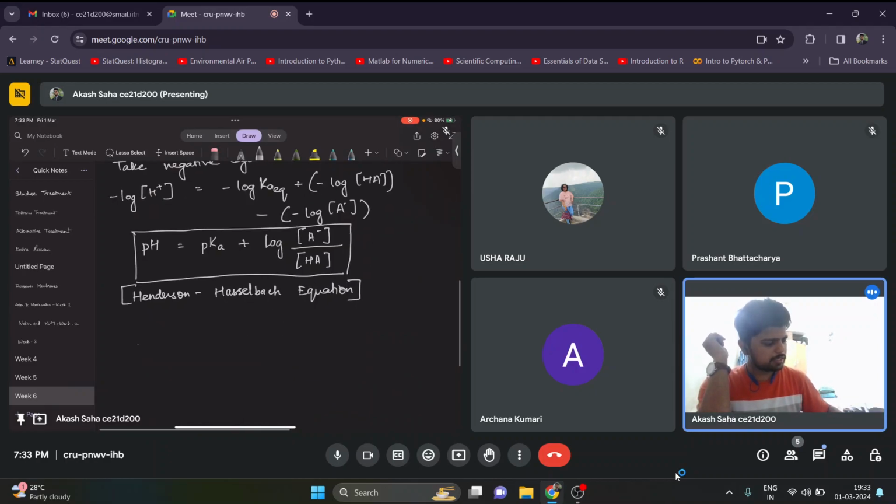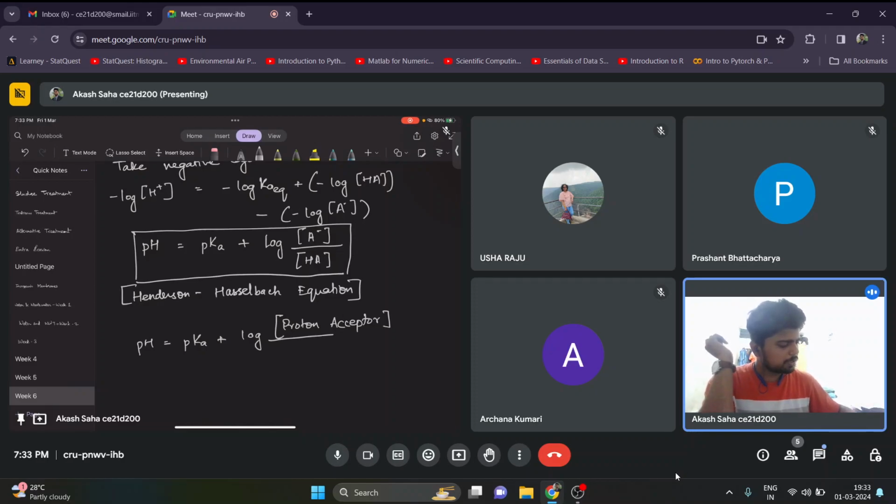So we can also write it as pH is equal to pKa plus log of, now A minus is the proton acceptor, because A minus can accept a proton. So we can just write it as any proton acceptor divided by the proton donor, because HA can donate a proton and A minus can accept a proton. Okay, so we can write it in this form also. So similarly, we will see how to solve that problem.